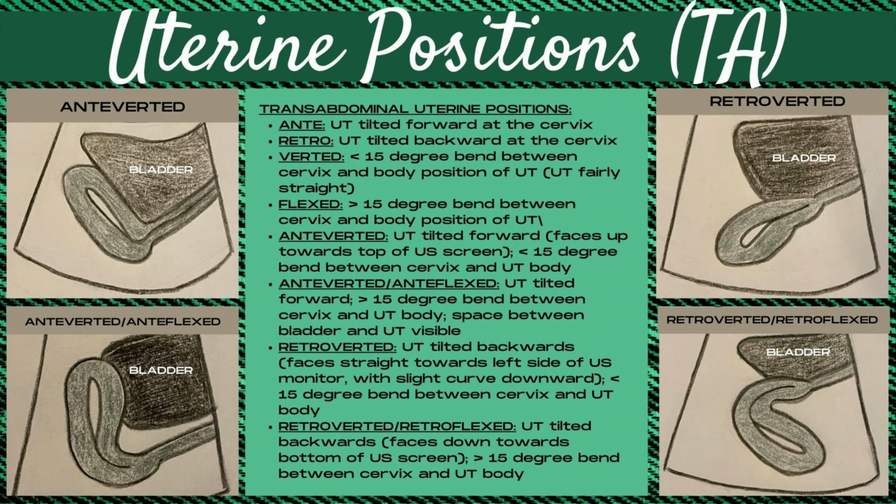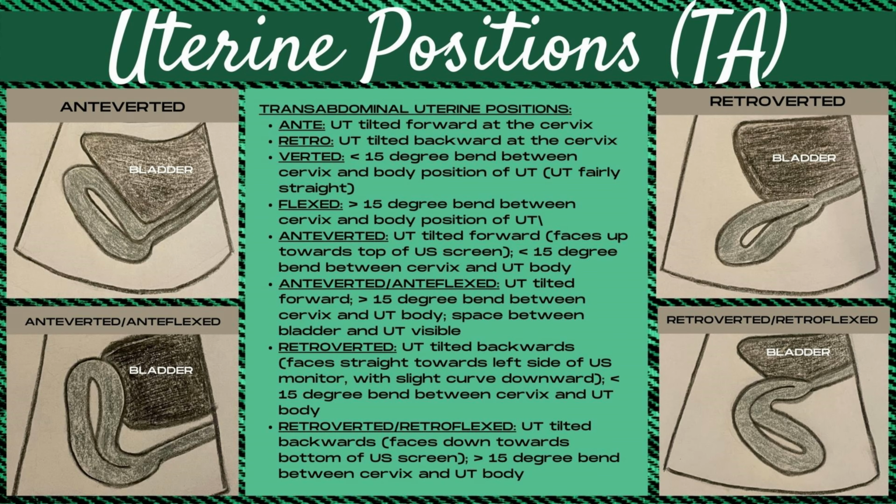So first, let's talk a little bit about terminology. Ante means that the uterus is tilted forward at the cervix, while retro means the uterus is tilted backwards at the cervix. The term verted means that there is a less than 15-degree bend between the cervix and the body position of the uterus, and the uterus is fairly straight. While flexed means that there's a greater than 15-degree bend between the cervix and the body position of the uterus.